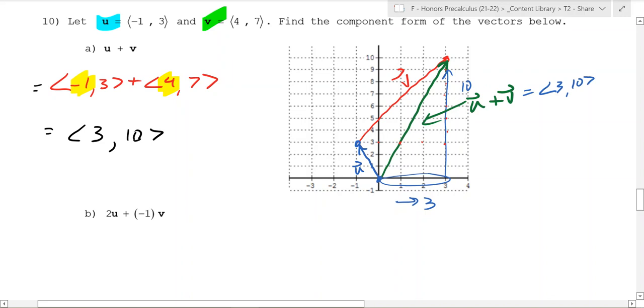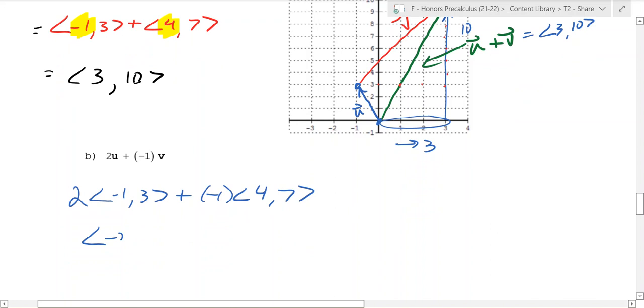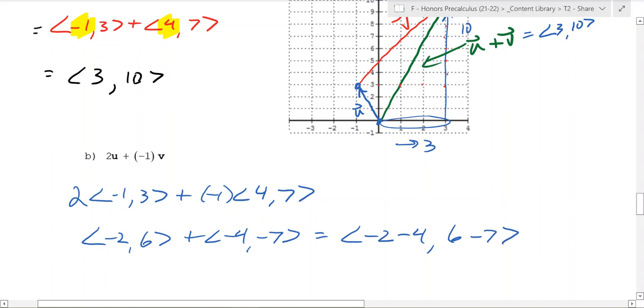So let's just multiply this one out. So 2 times u, so that's 2 times -1, 3, plus -1 times v, 4, 7. First, multiply it in. So you end up with negative 2, 6, plus negative 4, negative 7, and now you just add. So that's going to be negative 2 minus 4, comma 6 minus 7. I'm just adding the components. When you do that, make sure you go nice and slow, because it's really easy to make small algebraic mistakes. You end up with negative 6, comma negative 1. That would be the answer here.